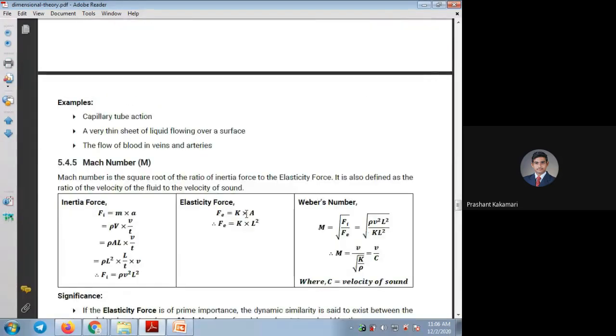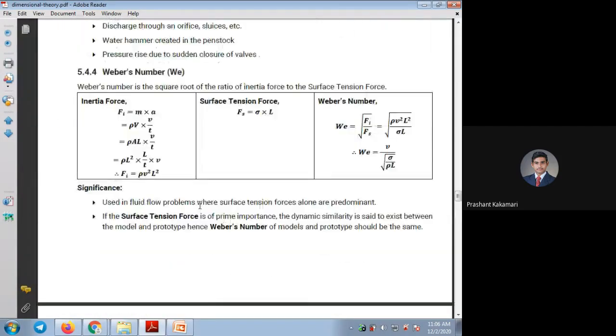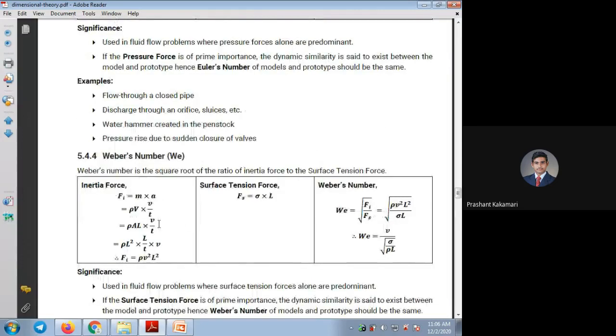Then the last is the Mach number. This is also a very important component in our future compressible flow discussions. There we take the ratio of inertia force to the elastic force. We will discuss one by one and understand how each is a dimensionless number and what formula is used.